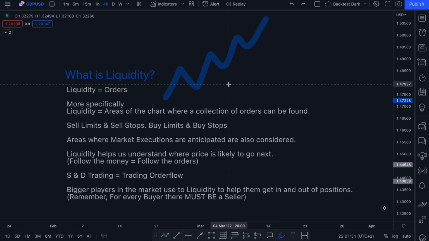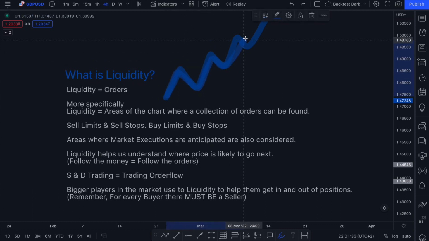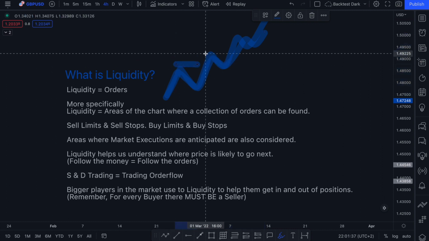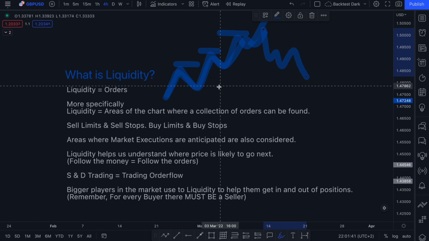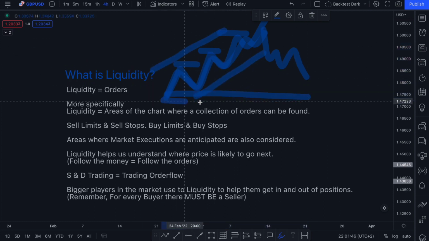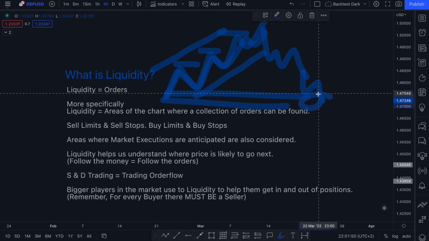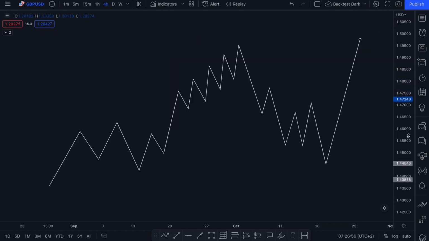So what they would much rather do is use their lots in a manner that allows them to induce retail traders into the market by forming these patterns. And then when price action comes back to a favorable zone for them, they will put in the bulk of their positions to push price higher. But what exactly do I mean by this? Let's dive into this a little bit deeper.